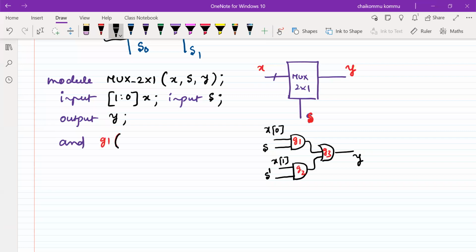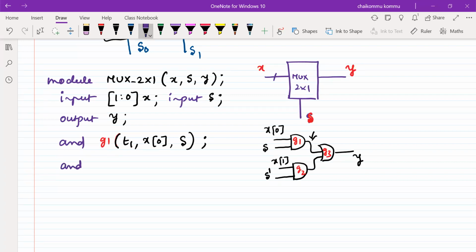Now inputs are, how do we write the inputs here? First one is the output I need to write. What is the output? I don't know. For example, let us take T1. Then I need to write one input is X of 0. Another input is S. That's all. Take another AND gate.